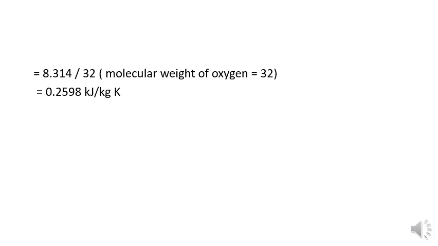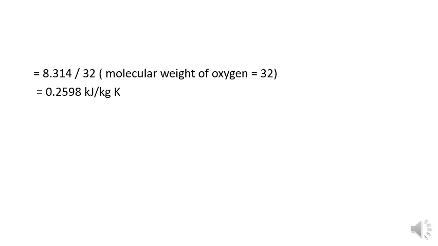It is very important that you don't take R as fixed for all gases. RU is the universal gas constant. RU is a fixed value, 8.314. But the R value, the characteristic gas constant, is different for different gases.